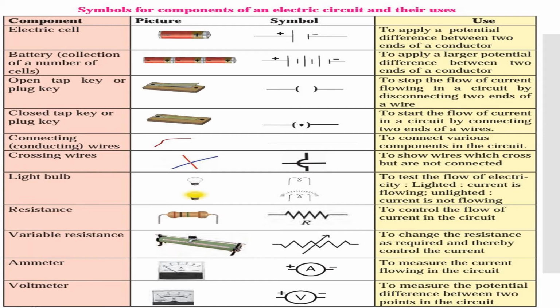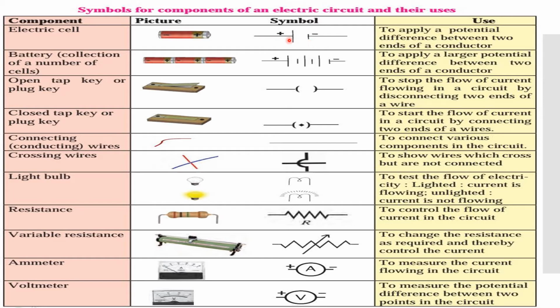Now, symbols for components of an electric circuit and their uses. For this academic year 2020-21, this part given in the textbook is left for the self-study of the students, but for drawing a circuit diagram, we have to learn all these symbols. So, I am giving these symbols in this video. Look here, the first component is electric cell. For electric cell, the symbol is like this.